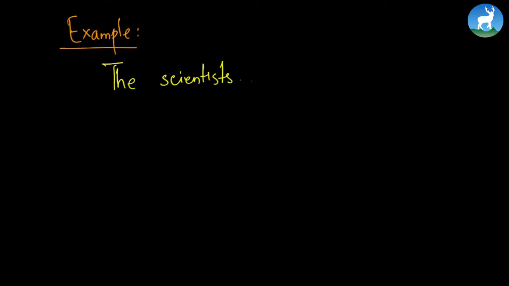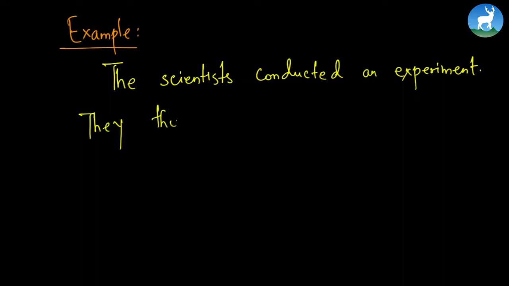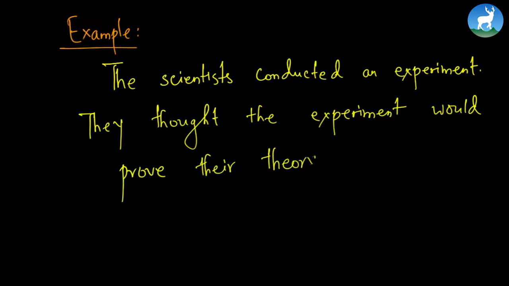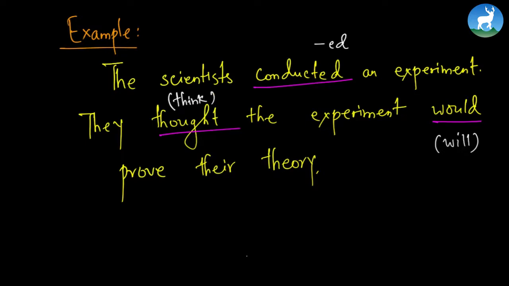The scientist conducted an experiment. They thought the experiment would prove their theory. So this is an example of simple past tense. Let's find the verbs. Conducted, thought, and we have would, right? 3 verbs. The first one is a regular verb made by adding ed, while thought is an irregular verb, so there's no rule like that. The past form of will is would, whereas the past form of think is thought, right? The past form of conduct is conducted.